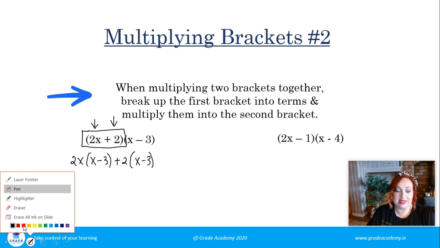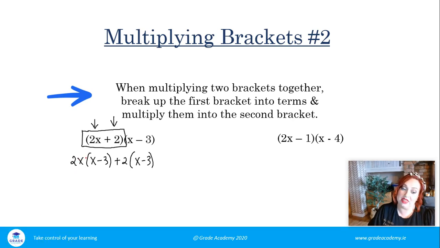So the last method, we said that 2x is sitting outside that bracket, so it will multiply into it. So the 2x will multiply into that x and into the 3. That's done and dusted with then. Then we move on to the second part, and we see that 2 is also sitting outside the bracket. So it's going to multiply into the x and the minus 3. So you're doing that method twice here. So let's work it out.